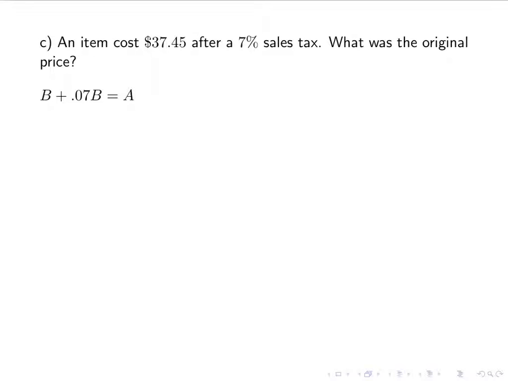And I actually see it right away. It says an item costs $37.45 after a 7% sales tax. So again, after, I think of as A. I also combined B and 0.07B. Then I plug in my A. So A is the 37.45. Again, that's the price after the sales tax. I want to find B, so I divide both sides by 1.07. And I get that B is $35.